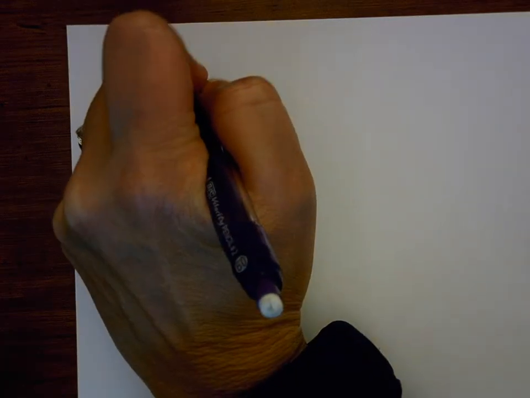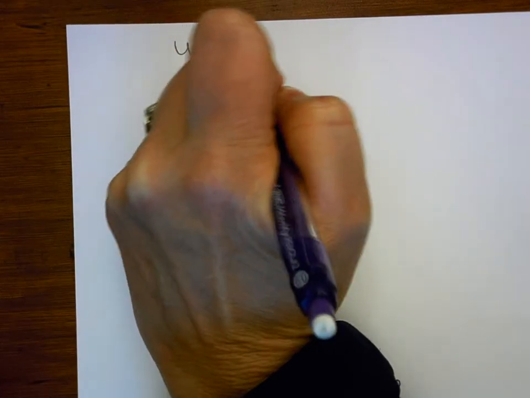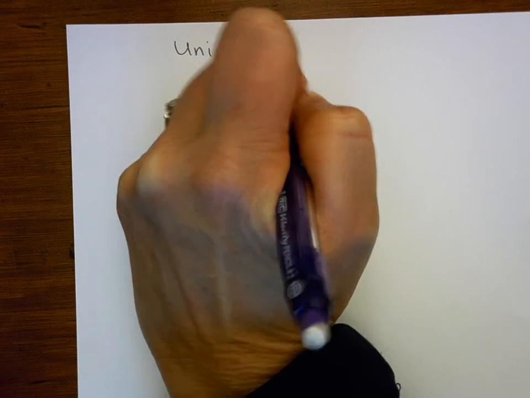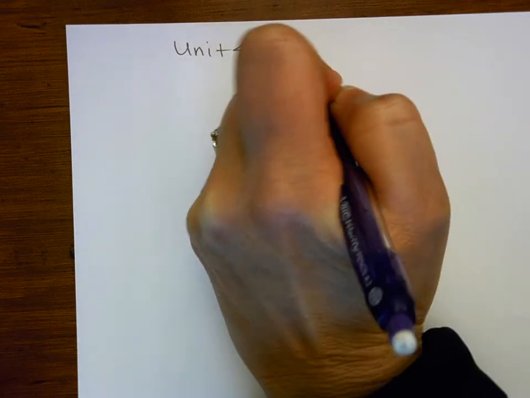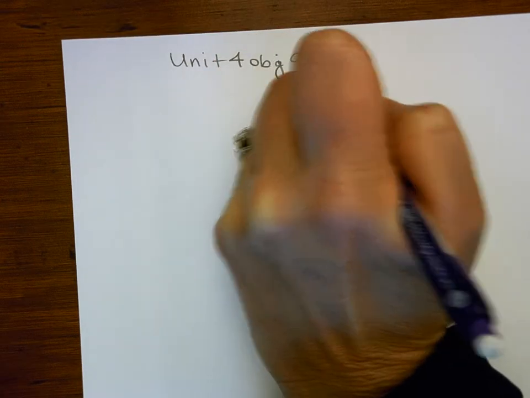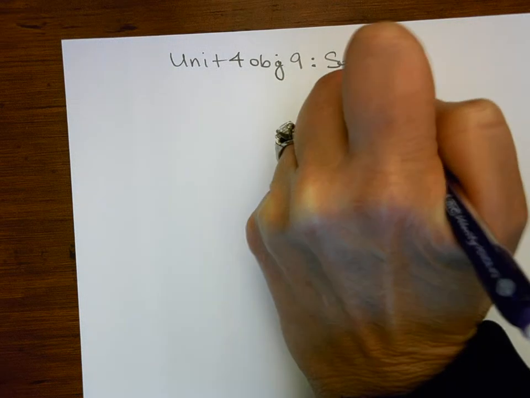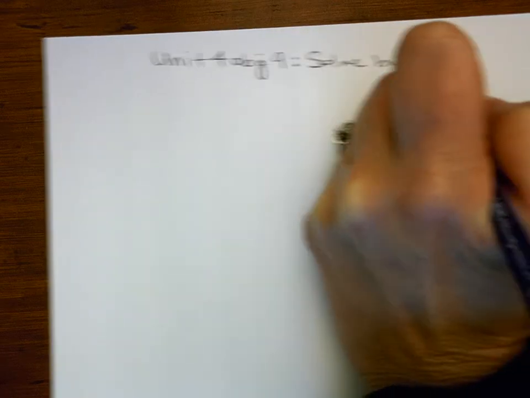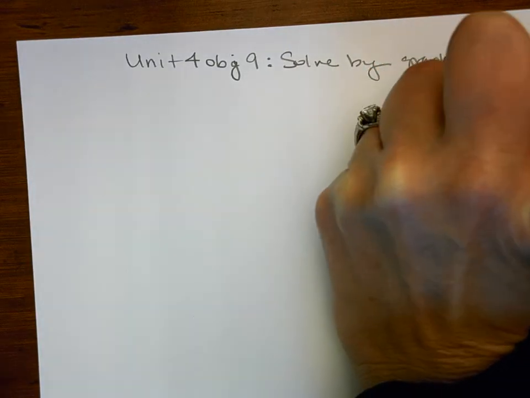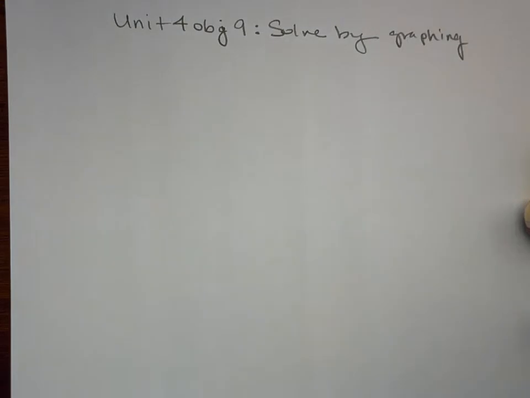Okay, so this is just Unit 4, Objective 9 continued. I feel like we've done Objective 9, I don't know, 5 times now. But this is solved by graphing. And then also the 2 square root problems.